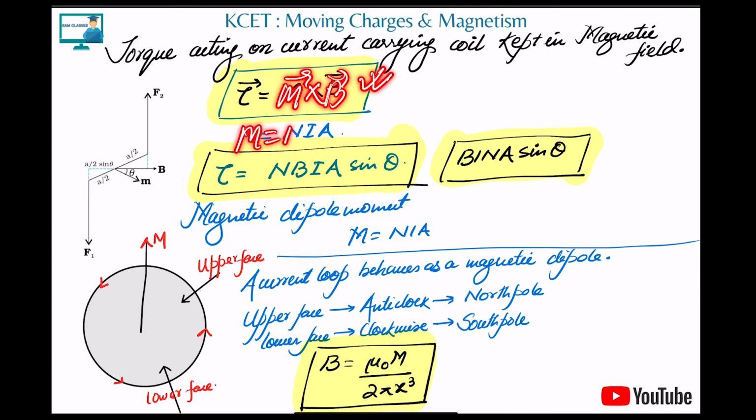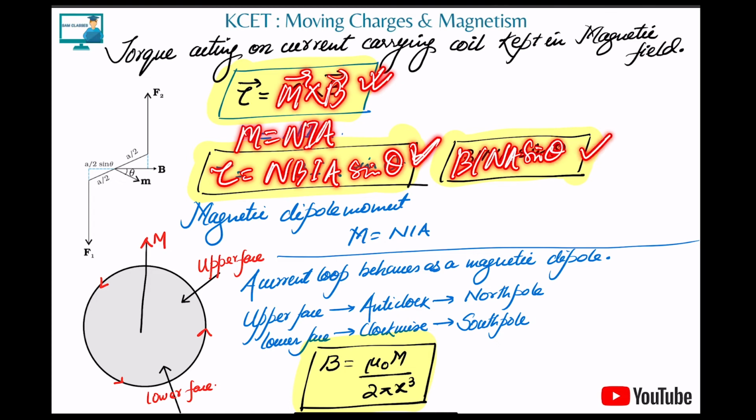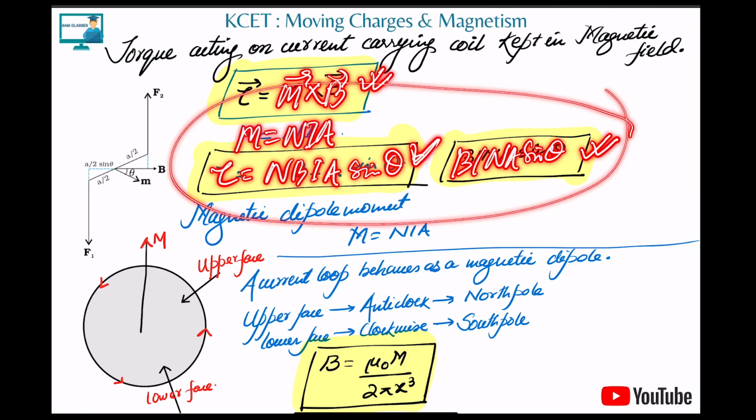And M is equal to what? N I A. We already know that. Correct. So torque is equal to N B I A sine theta. A lot of people remember it like this: BINA sine theta, B-I-N-A, Bina, sine theta. So you can remember all these formulas.